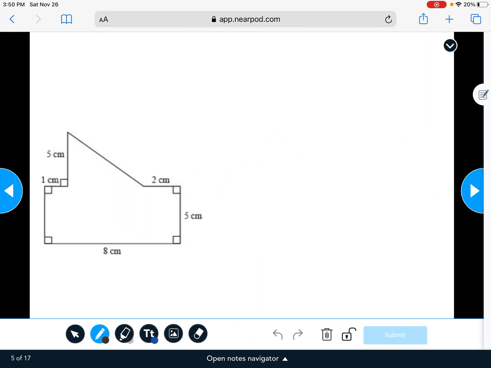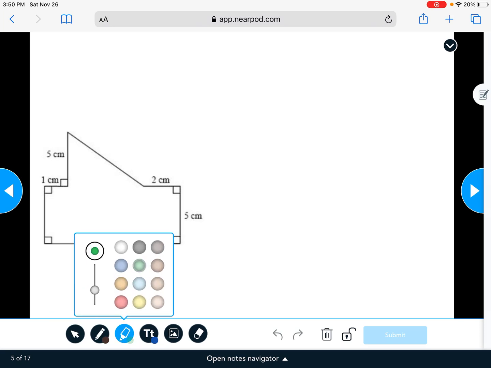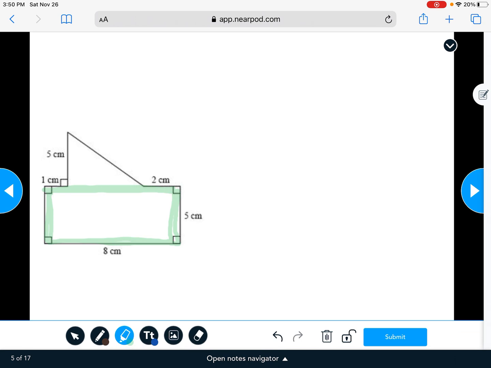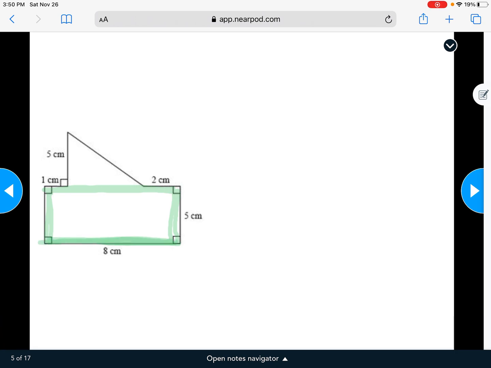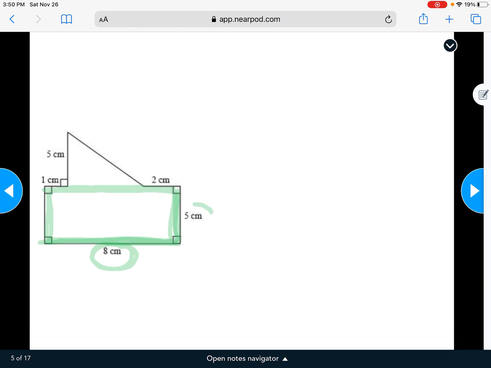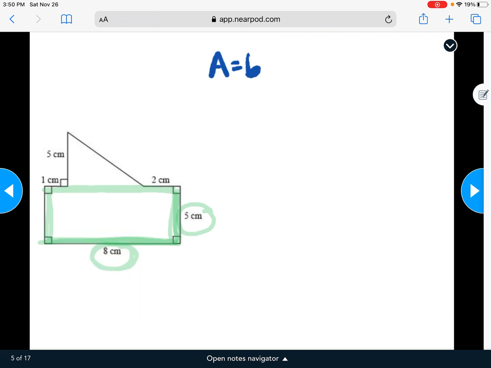Okay, let's take a look at a little bit more of a tricky one. So on this one, we have a rectangle down at the bottom. I'm going to highlight that in this green. And I'm looking for the base and the height of this rectangle. So all the way across the bottom, we have a measurement of 8. And our height would be 5. So to find the area of that, I'm going to do area is equal to the base times height. So 8 times 5 would give us 40 square centimeters.